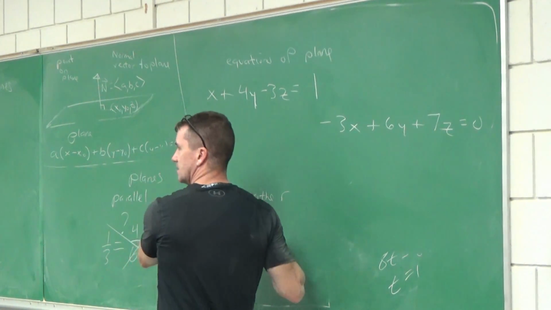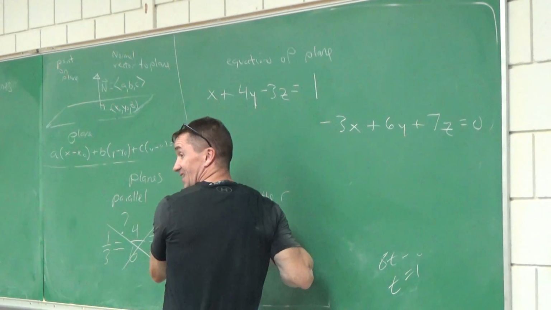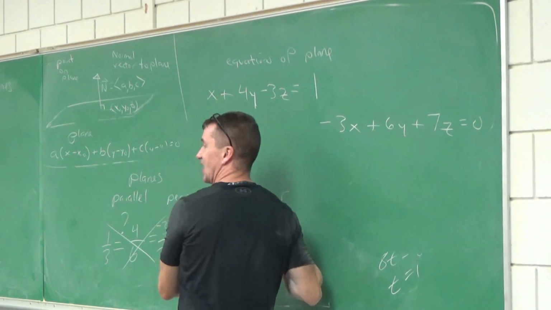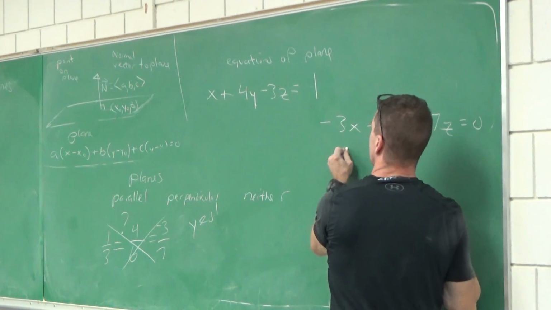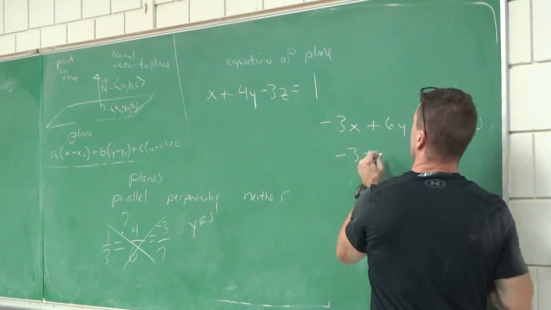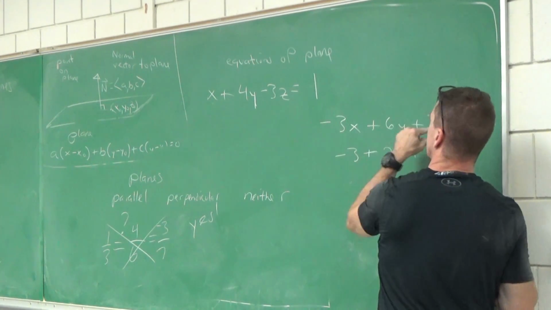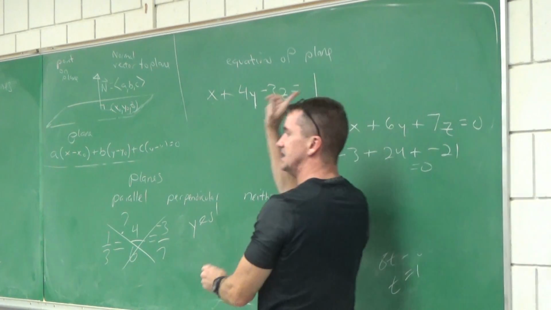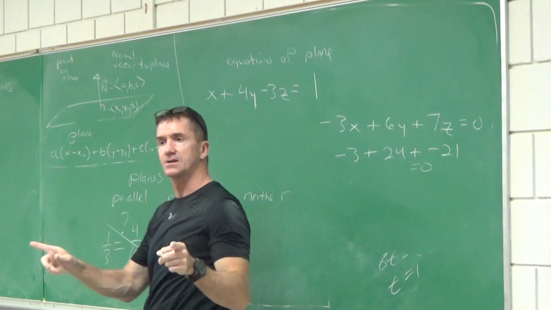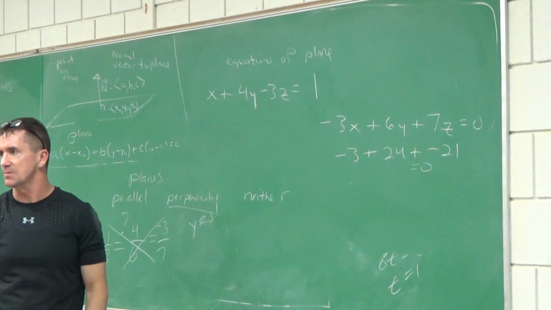Are they perpendicular? Calculate. They are, yes, they are actually perpendicular. 1 times -3, 4 times 6, -3 times 7 is equal to what? 0. These two planes are perpendicular.